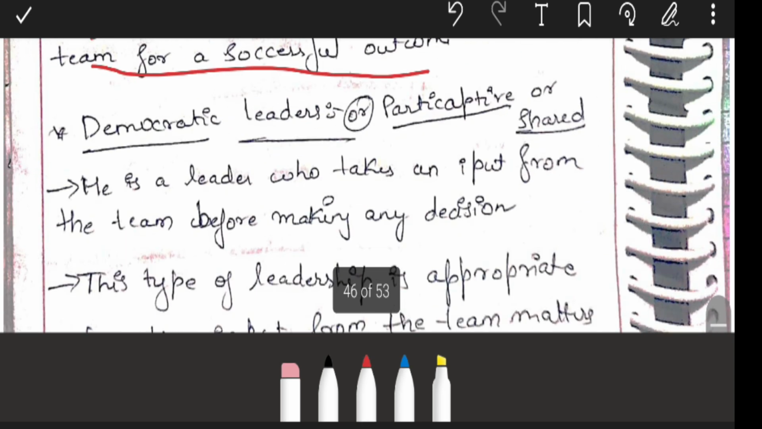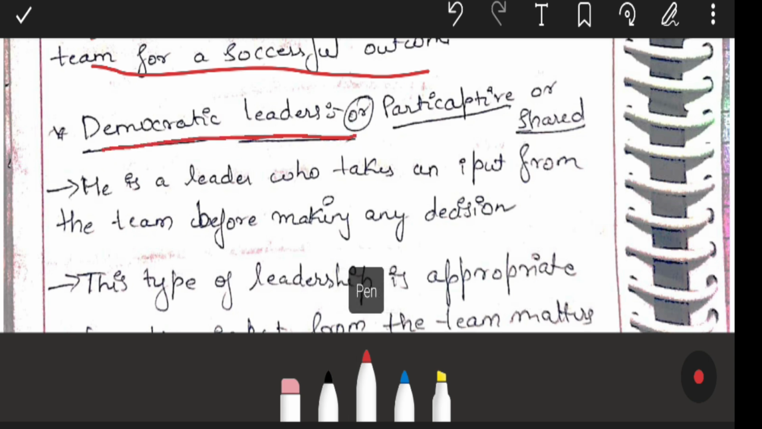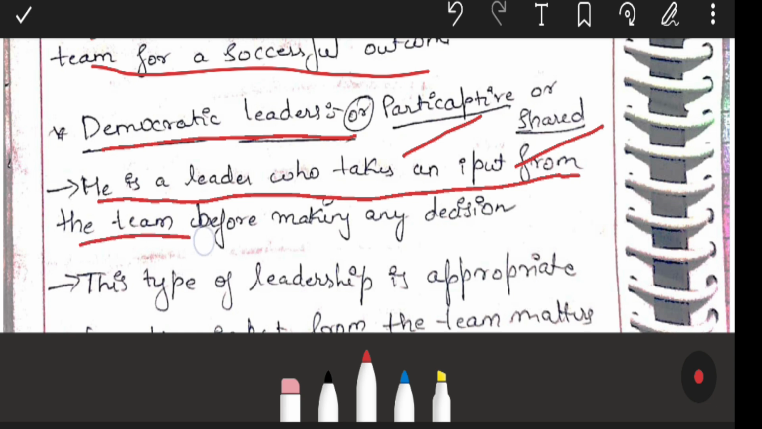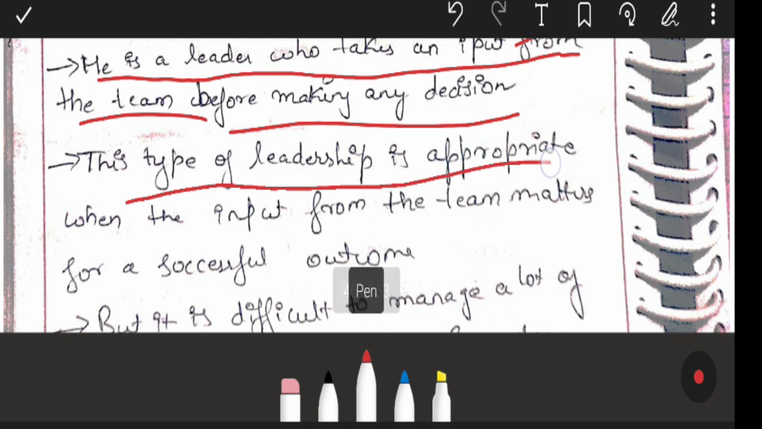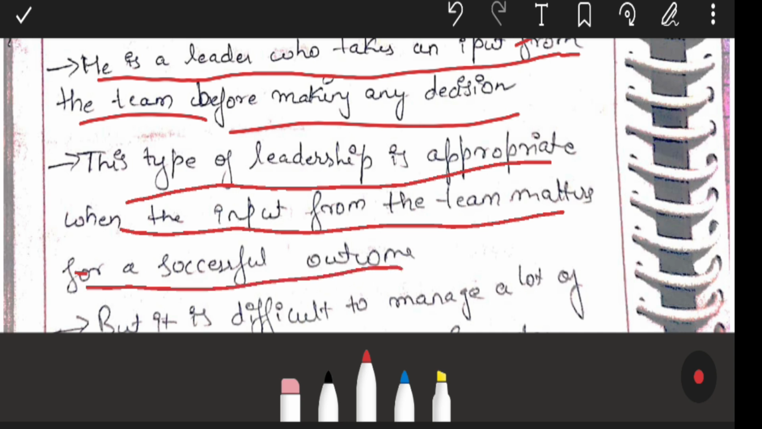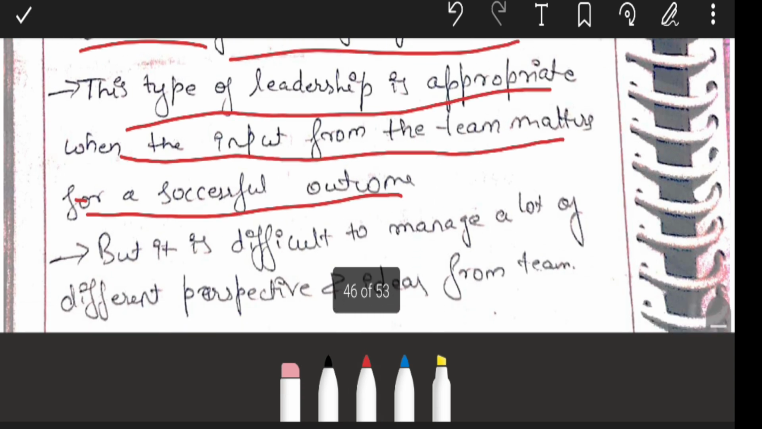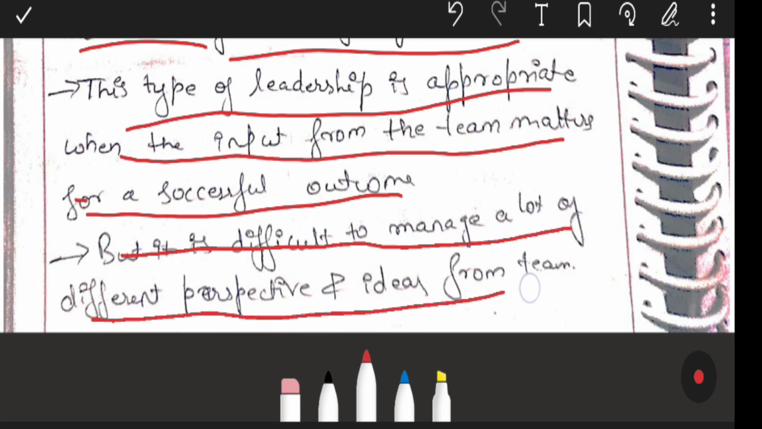Okay, the next one is the democratic leader, or participative leader, or shared leader. He is a leader who takes input from the team before making any decision. This type of leadership is appropriate when the input from the team matters for a successful outcome, and it is needed when the input from the team is necessary for making any decision. But it is difficult to manage a lot of perceptions and ideas from the team.